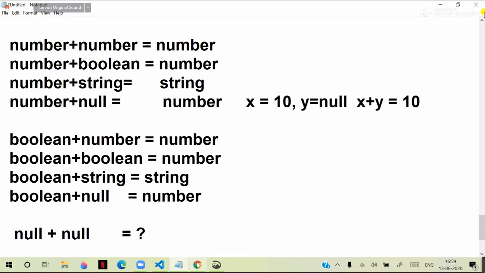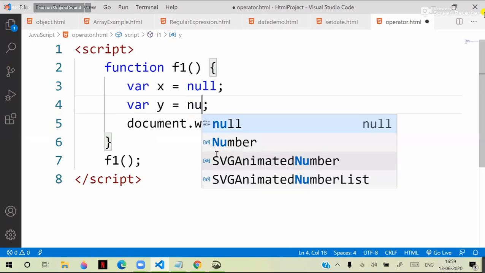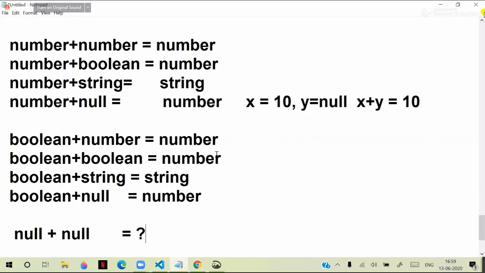Null plus null. So that means if you are trying both null plus null, you can see null plus null will return 0. It returns 0. All the previous examples you saw, it was 0. It will return 0.